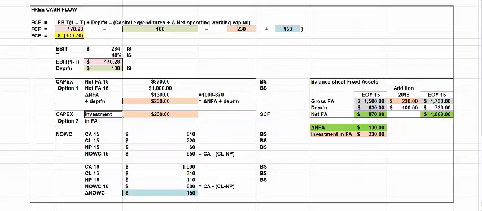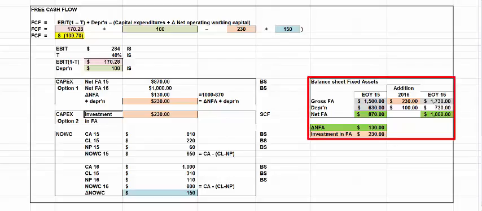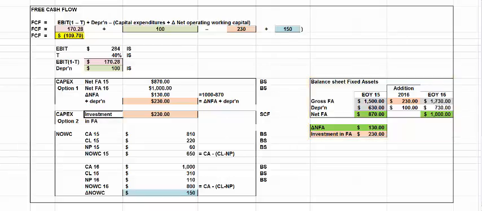Before we finish free cash flow, I want to walk through how the balance sheet numbers and the statement of cash flow numbers fit together. The numbers in the gray cells on the right, I made them up to show how this works and to make the numbers work out. So let's assume at the end of 2015, Allied had $1,500 in gross fixed assets, $630 in accumulated depreciation, resulting in net fixed assets of $870, the balance sheet number.